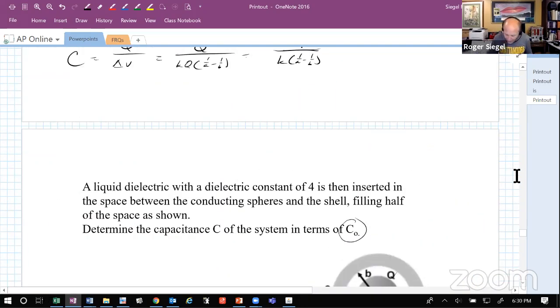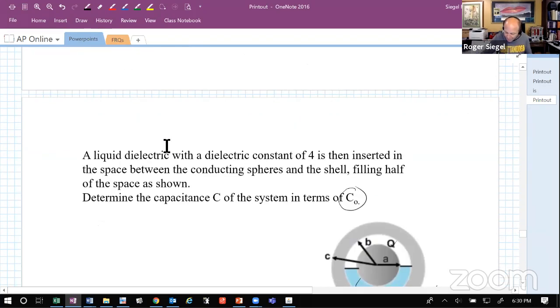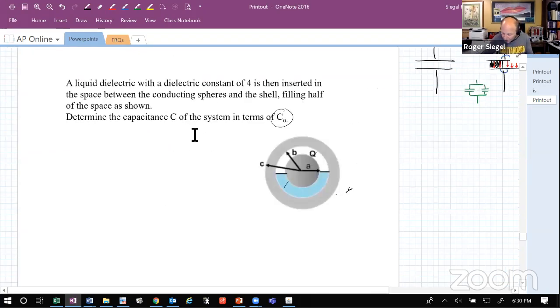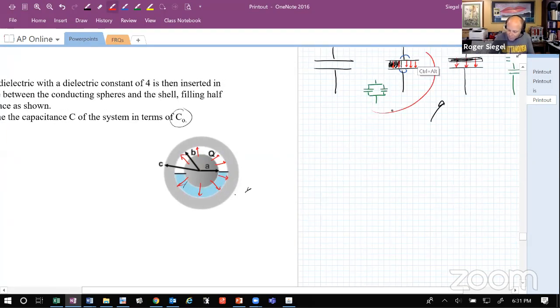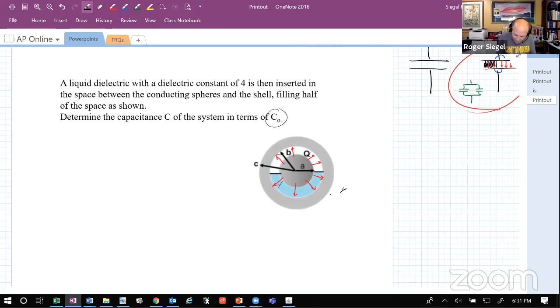So let's go ahead and take a look at it and see what's going on. Let me zoom out again. So now we've got this shell, and my electric field is going to go this way through some dielectric, and then one through without dielectric. And to me, that looks like parallel. Okay, and so what we have are two parallel capacitors, and let's talk about how much capacitance each one has.